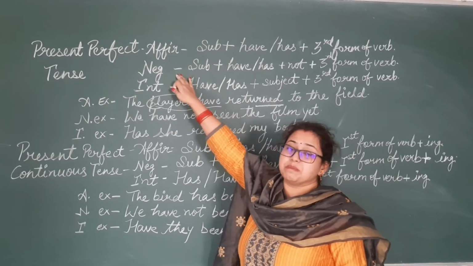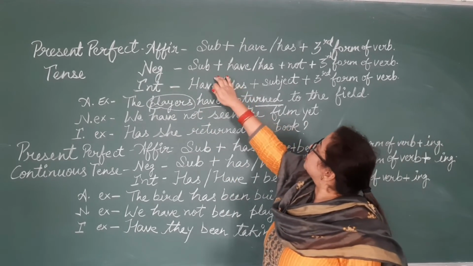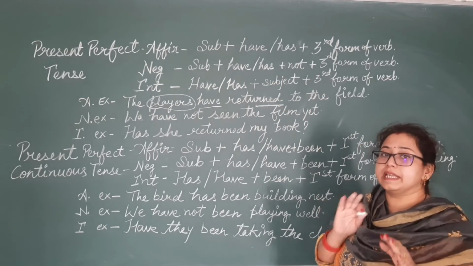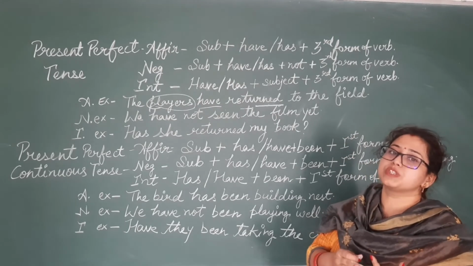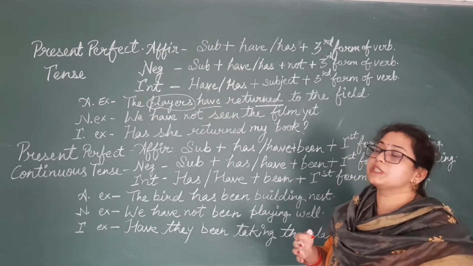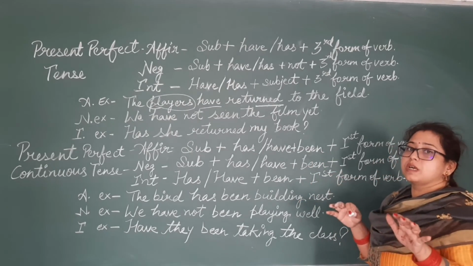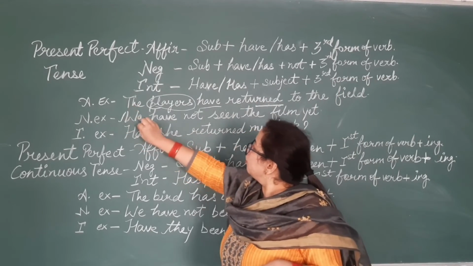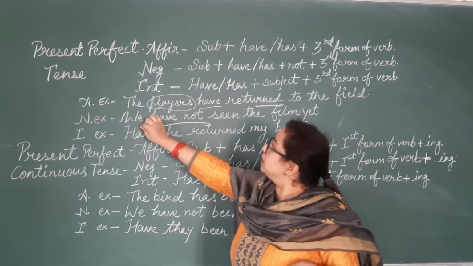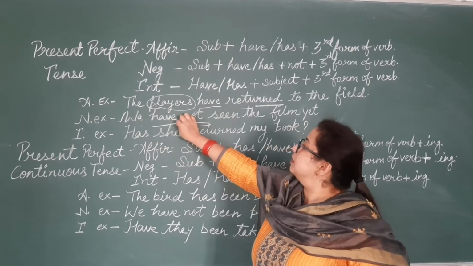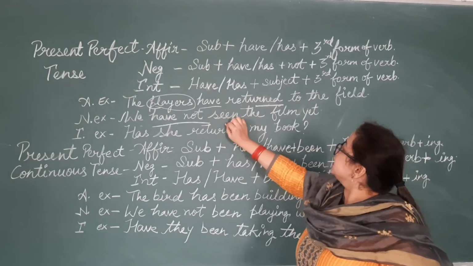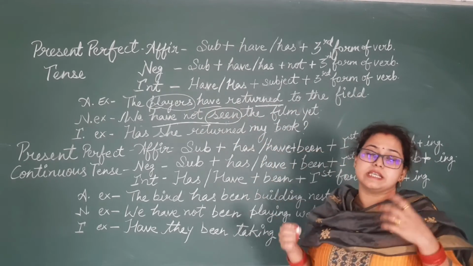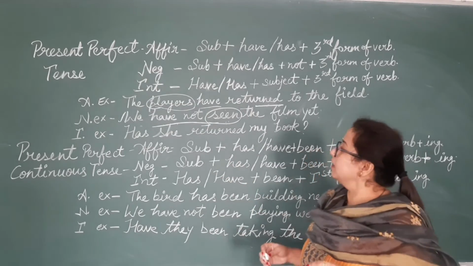Next is negative. It means a no sense. Subject plus has or have plus not. Because it is a negative sentence, that's why we are talking about not. We are talking about possibilities which are not happening. Plus the third form of the verb. Example: we have not seen the film yet. We is what? Plural. That's why I have put have, plus not. Third form of verb: see, saw, seen. Seen is the third form of the verb.